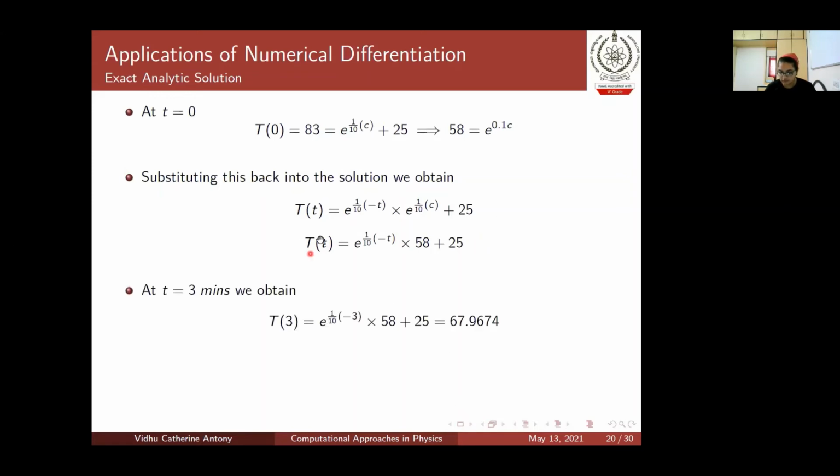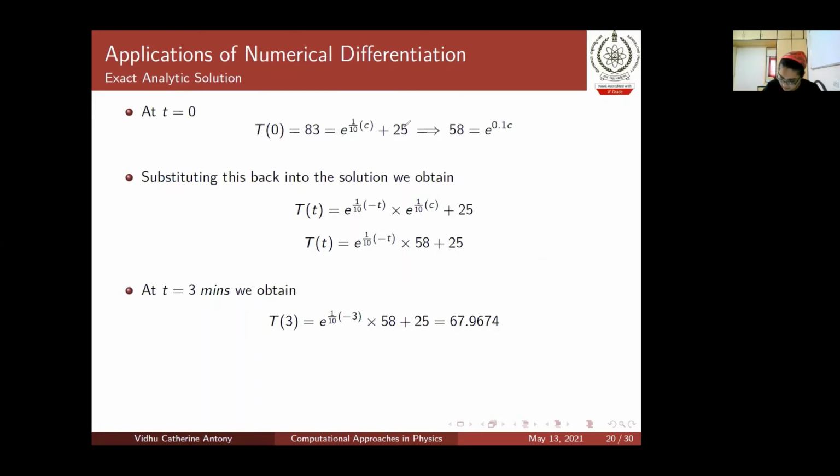So this is a very, very easy method. I want you to be careful about this. This is an exponential. What kind of an exponential? It's a decaying exponential, right? That's why you have your cooling curve to be this way. So what do we get at t equal to 3 minutes? At t equal to 3 minutes, we have 67.975. All you have to do is plug in the value of t over here. And that's all you have to do.